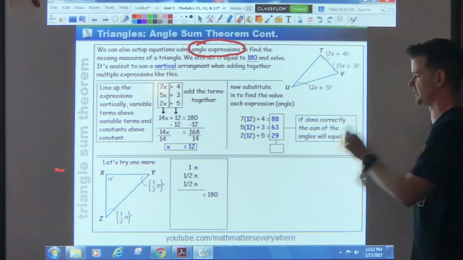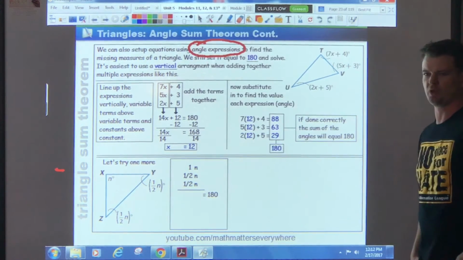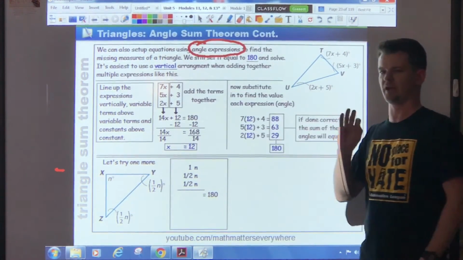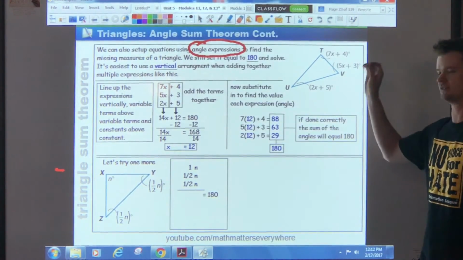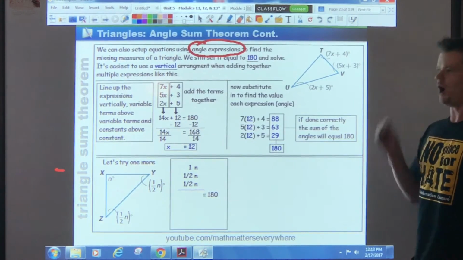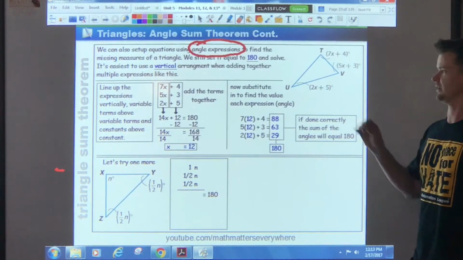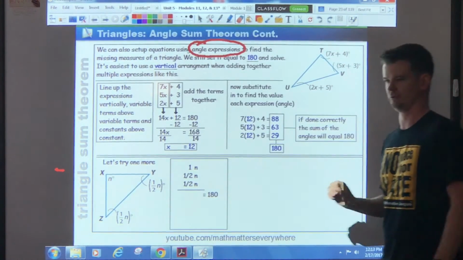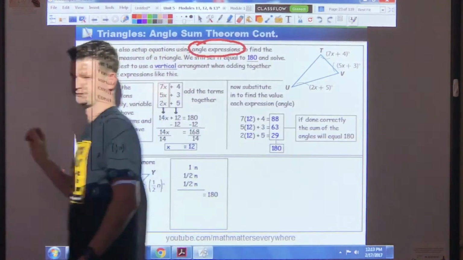You can self-check this. If I add these up, they do equal 180. Any other number substituted in here will not give you 180. So always, when you're doing this, check your work. They should add up to 180. Always. The interior angles of a triangle are always 180. Okay? Questions on the first one?